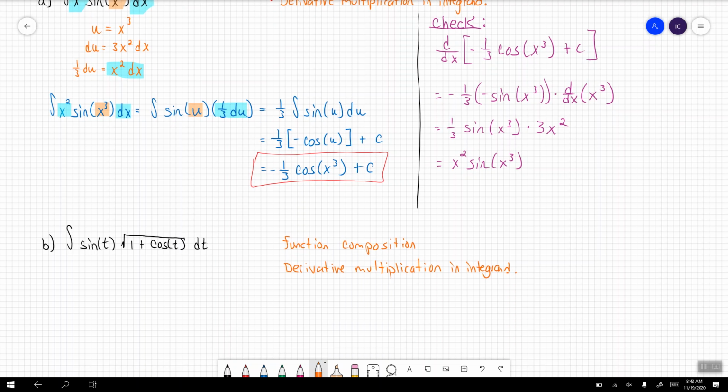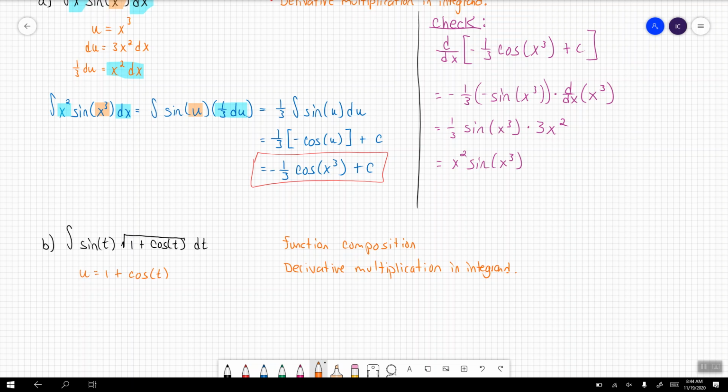So function composition, for myself, I definitely see a function composition taking place here. First off, I have sine of t multiplied by the square root function. So initially, I do see a multiplication, so that's promising for this second part. Function composition, then, I see that inside of this radicand, I do have a function. That function is 1 plus cosine of t. And that's where I want to begin.